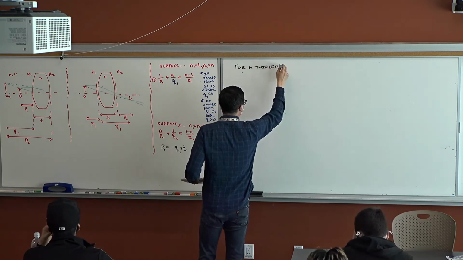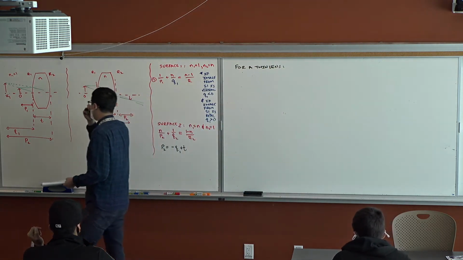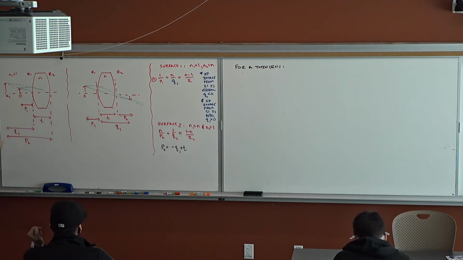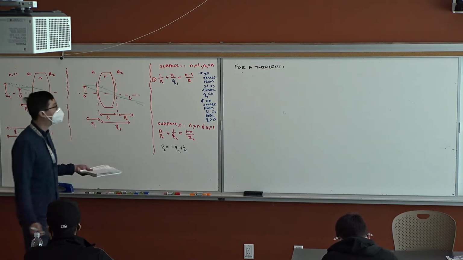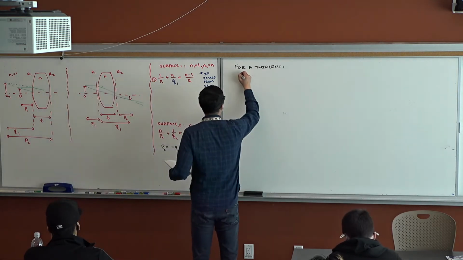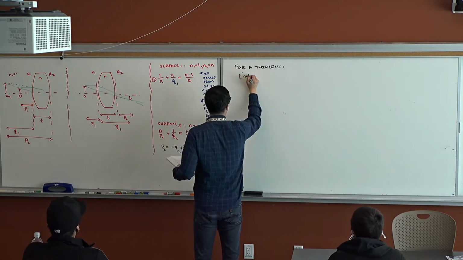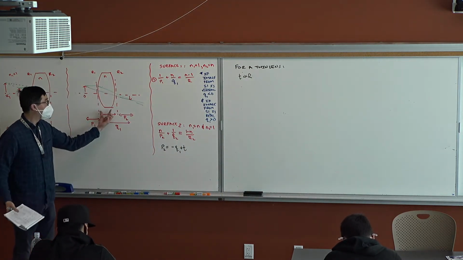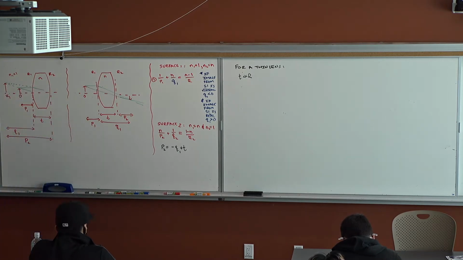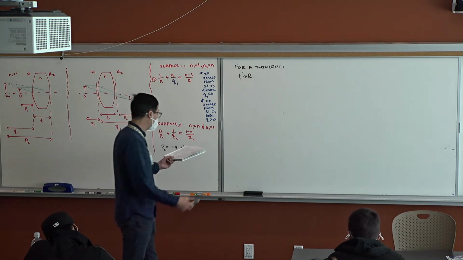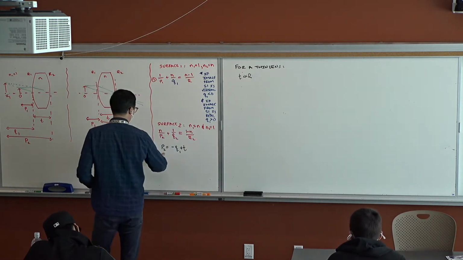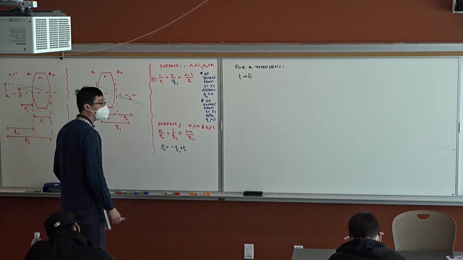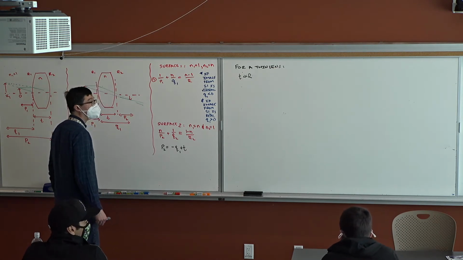For a thin lens, how will T compare to either R? So I want T to be much, much less than R for a thin lens. T is the thickness. So many variables. T equals thickness.